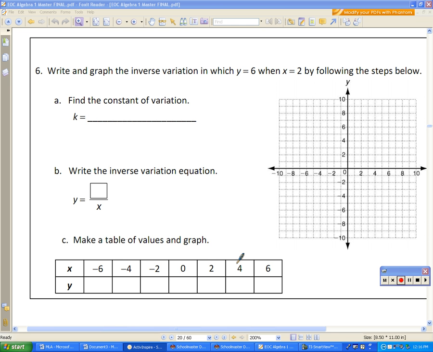All right, so if x times y has to equal 12 every time, if x is -6, what would y have to be? -2, because -6 times -2 is 12. If x is -4, then y would have to be -3. -2 times -6 is 12. 0 times anything can't work. Sad face. 2 times 6, that's the one they gave us to start. 4 times 3, and then 6 times 2. Okay? Should I slow down? Sure.